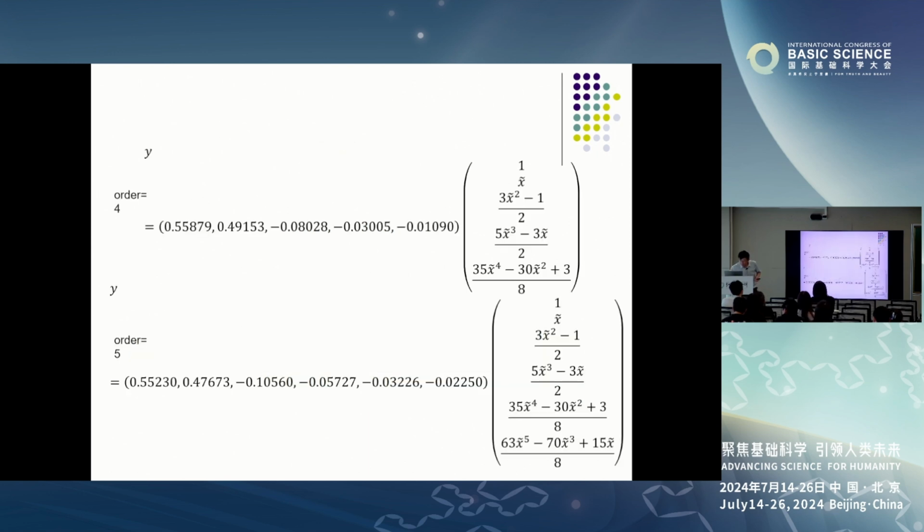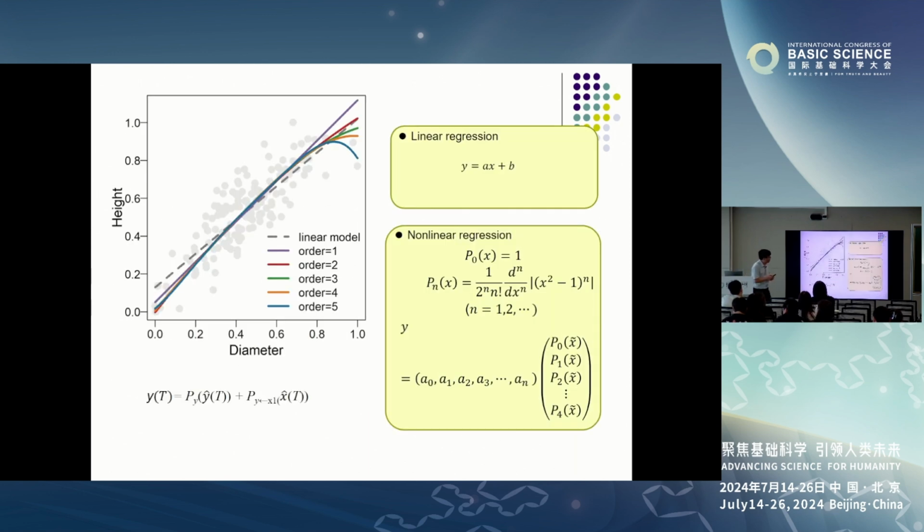Let's go back to this curve. You will see order 2 is best, the red one. Okay, so you can see that this one can best describe height and diameter. The traditional linear regression model may not work well in this example, which demonstrates our approach outperforms the traditional approach.